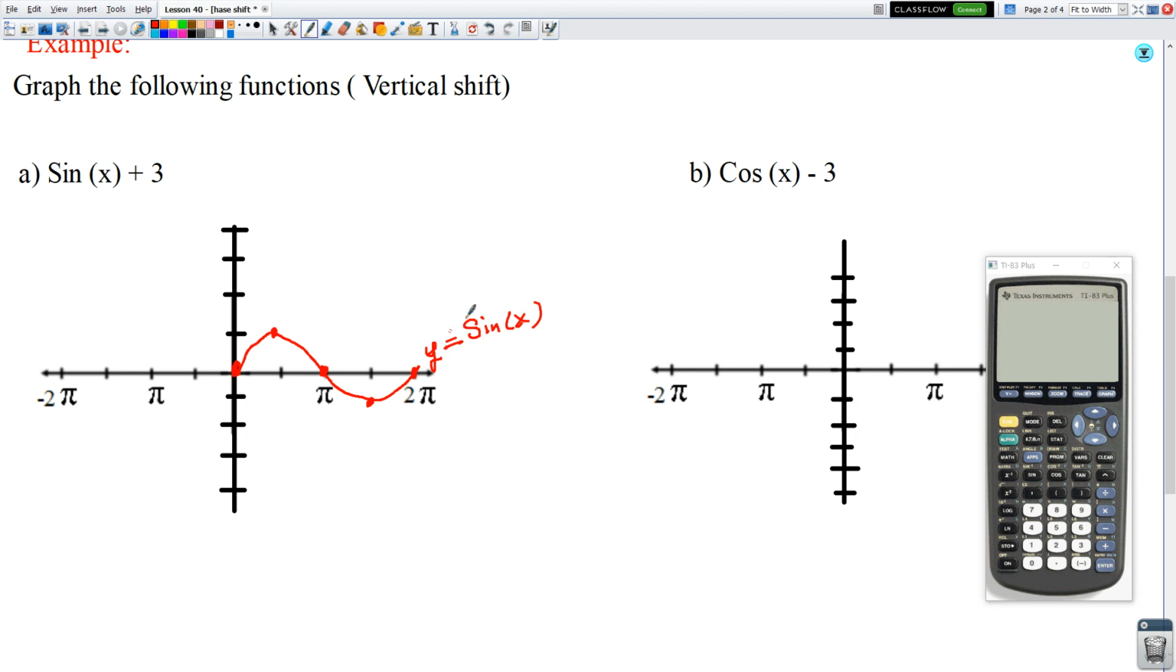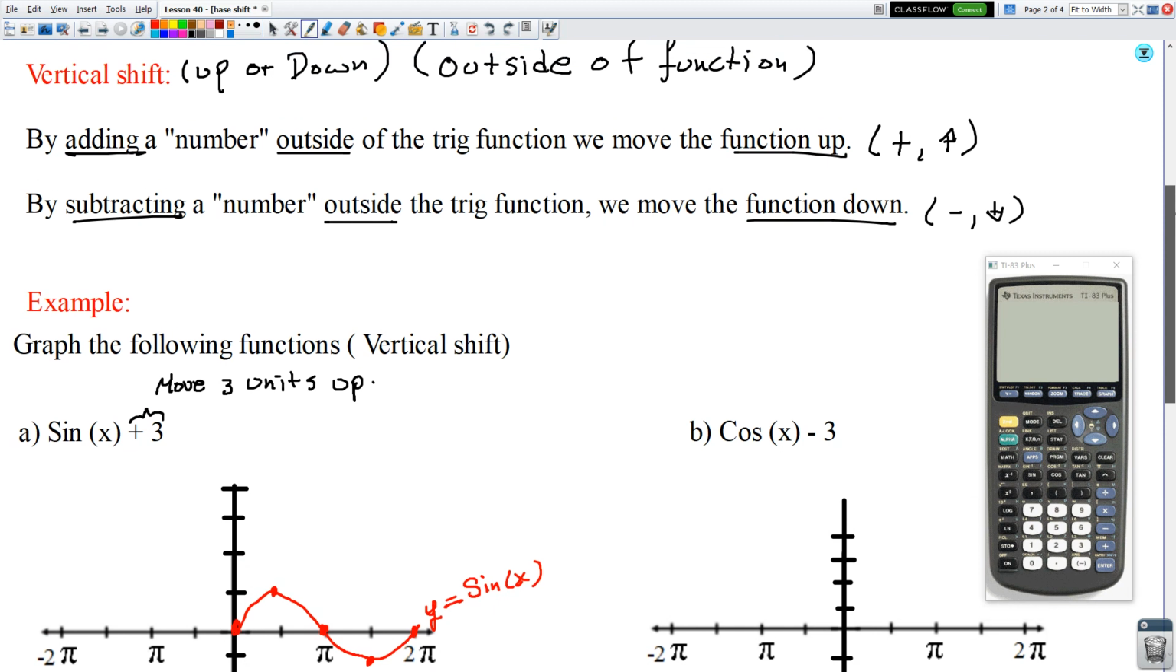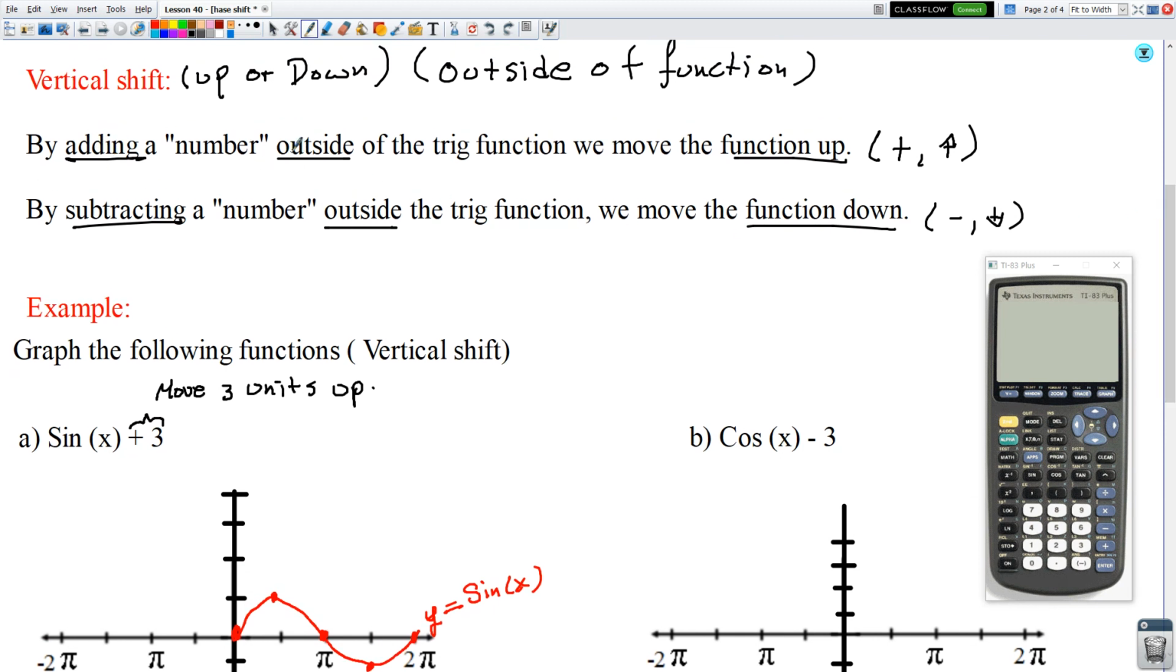But this is not what we wanted to graph. What we wanted to graph is sine of x plus 3. We know that if sine of x looks like this, the moment that I add 3 outside, then we're going to have a vertical movement, and we're going to move the graph 3 units up. Because remember, if we add a number outside of the function, we move it upwards. If we would put it inside the parentheses, that would be inside. We're adding outside, so we move it upwards.